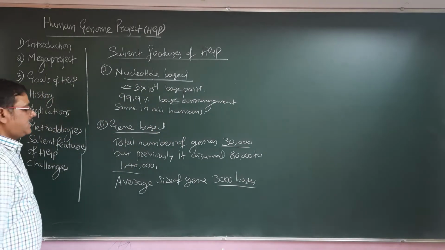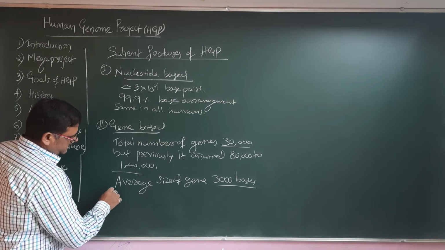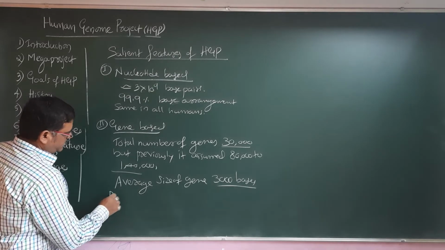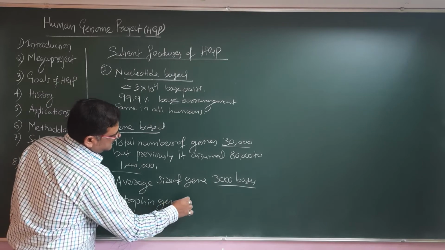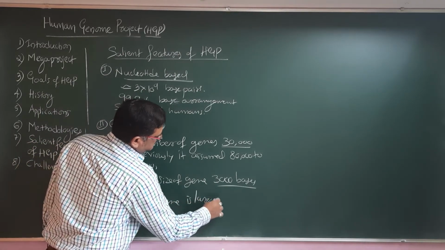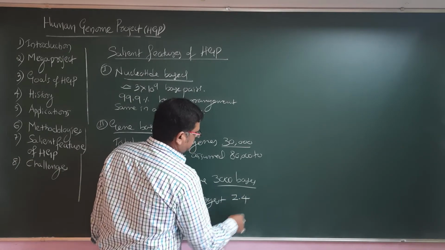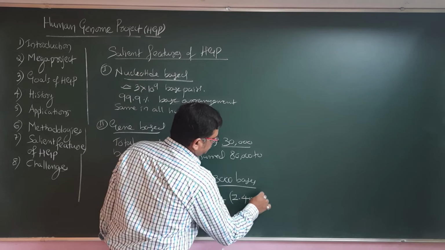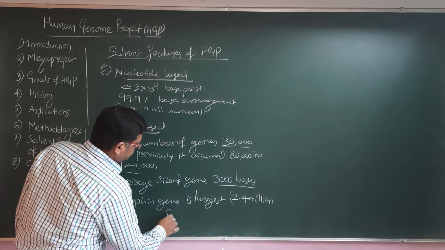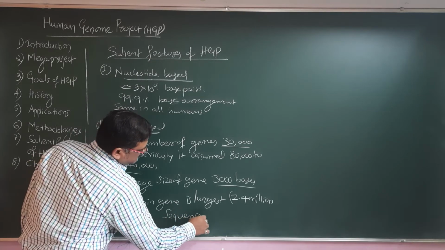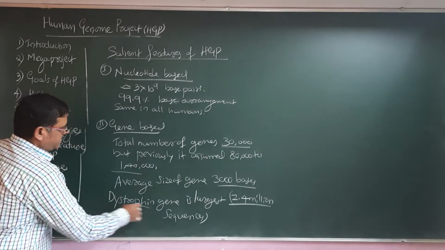And the largest gene, yes, codes for dystrophin. The dystrophin gene is the largest. It has 2.4 million sequences, or bases, okay. So that is the largest, dystrophin.